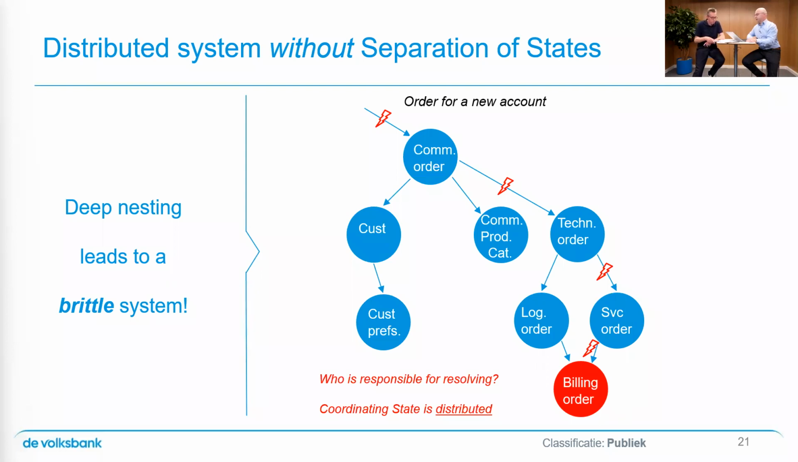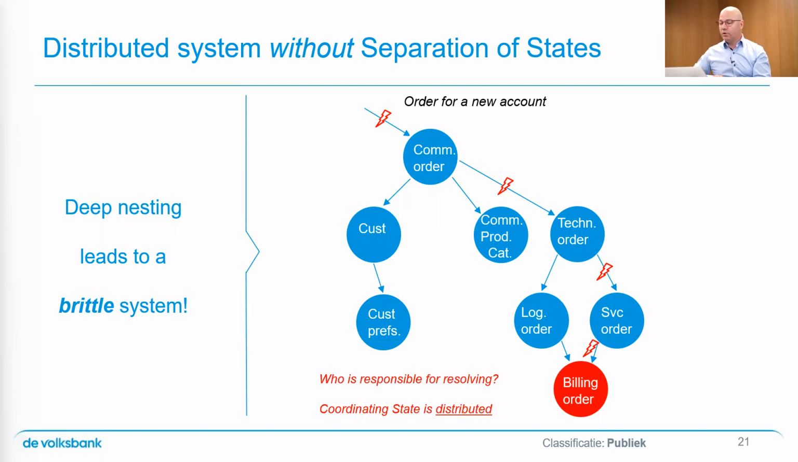And although I've depicted services here, you could also have business capabilities there, which are larger units of business functionality, reusable business components that talk to each other. And then you still have the same problem. Who can resolve it here? Who can resolve problems? Coordination state is distributed. It can't be one, it can't be them all, so you're helpless.